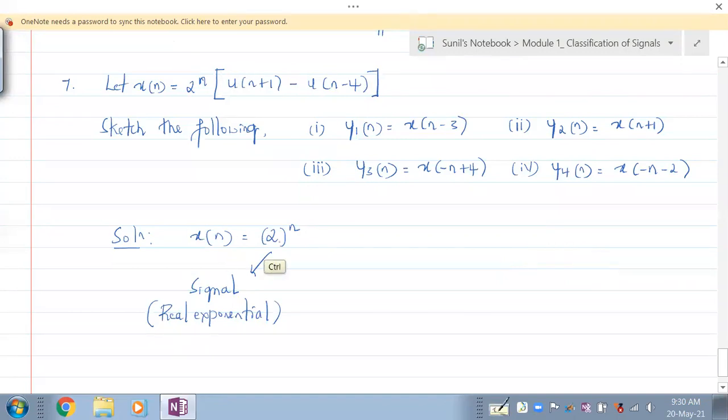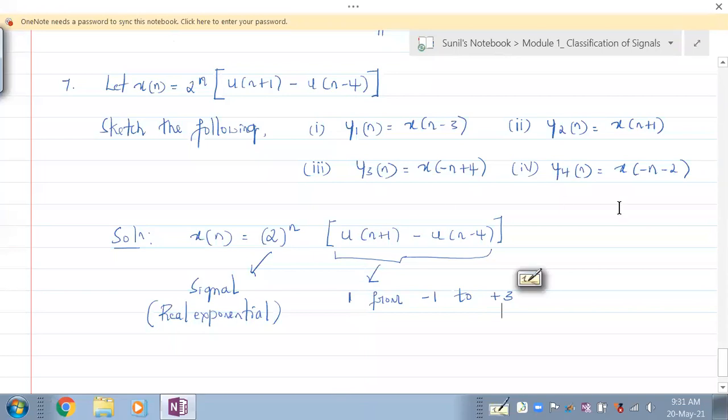Can you tell me what is u of n plus 1 minus u of n minus 4? Anybody would like to comment on that? So you have a signal, so what is this? This signal is 1 from minus 1 to plus 3. Everybody understand that? So this is the signal.